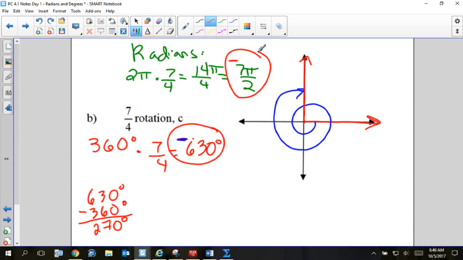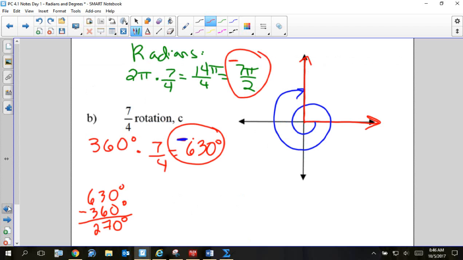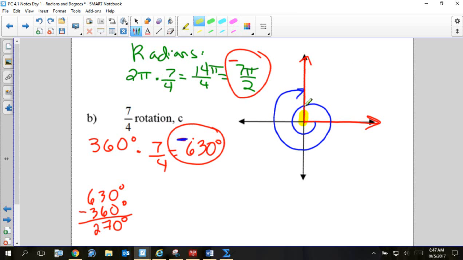Next section. Find one negative and one positive coterminal angle. So I was using this word a couple moments ago. Coterminal would be an angle that is here, but not negative 630 degrees. Can anybody look at this and tell me another angle that is the same place, but it's not negative 630? 90 degrees. 90 degrees?